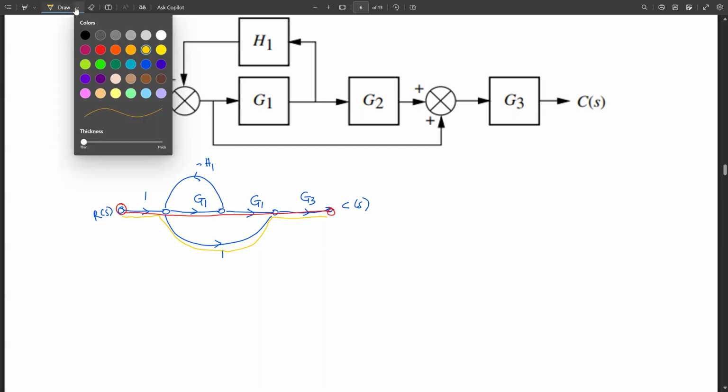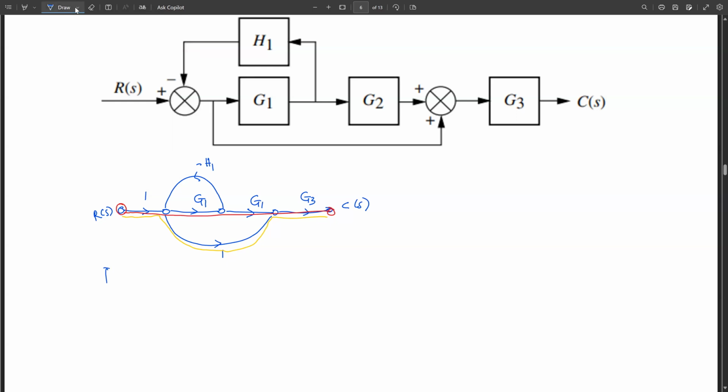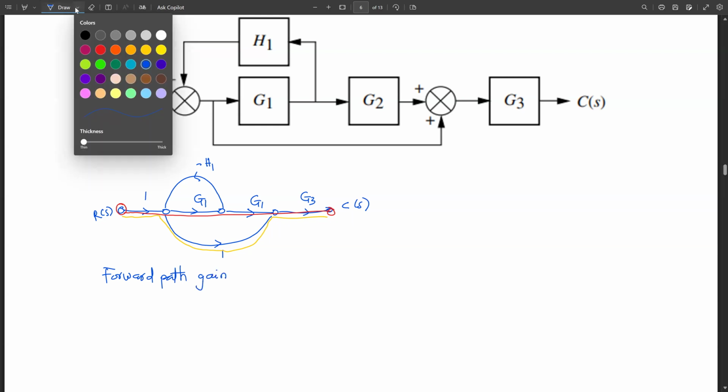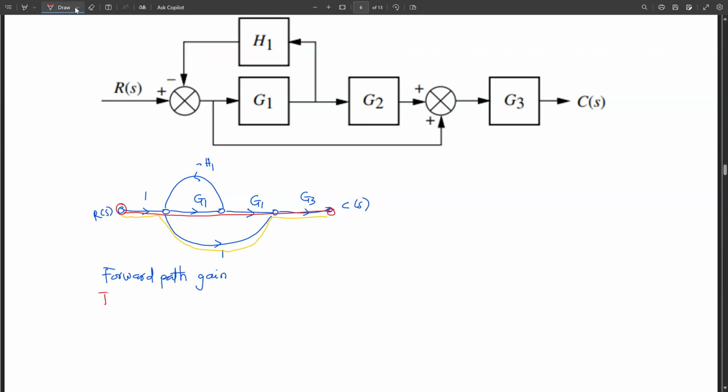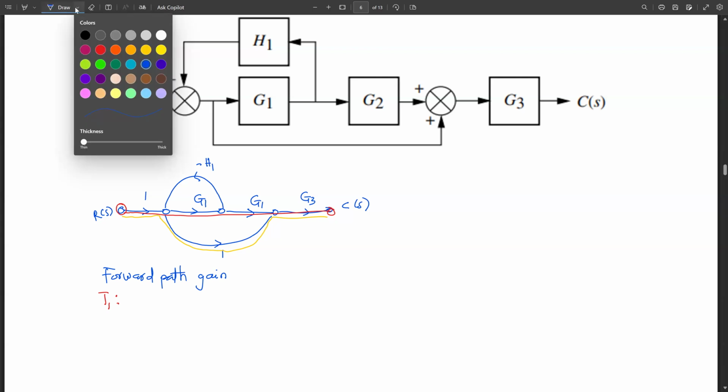To find the forward path gain, let me write the forward path gain. For the red path, it's simply the multiplication of the gains there, and it's going to be 1 by G1 by G2 by G3. I made a mistake, I think.